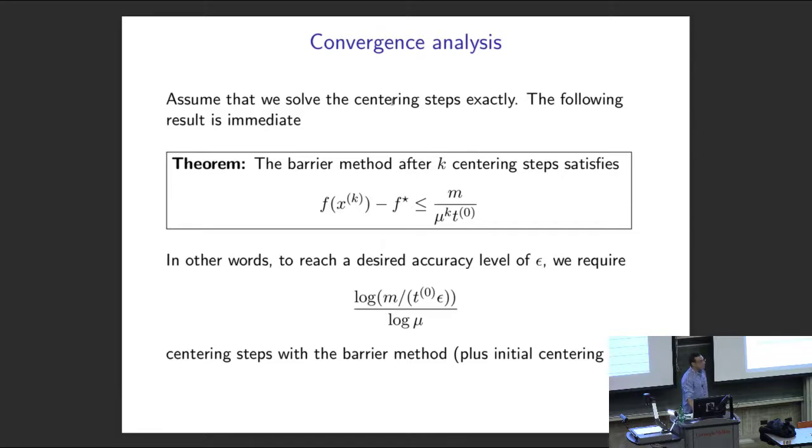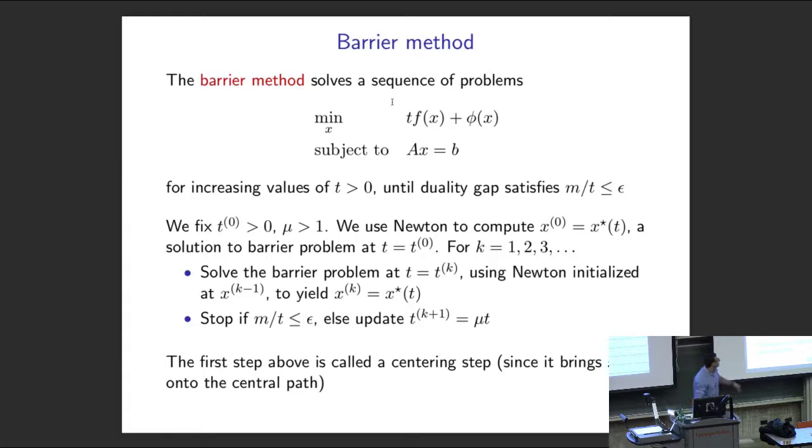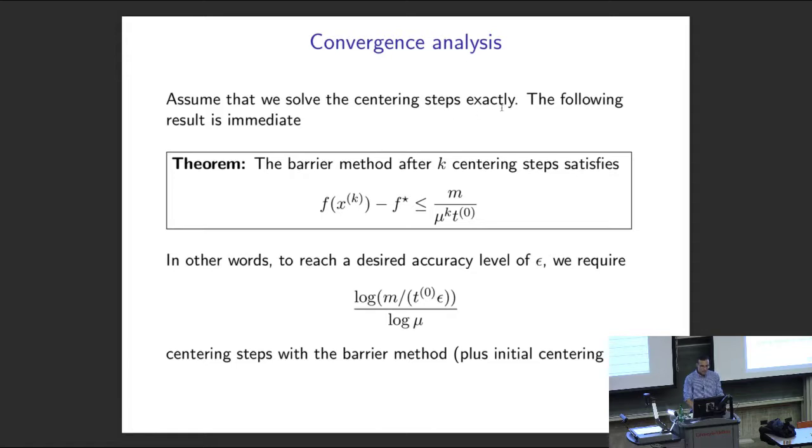Let's suppose that I can solve all of the centering steps. So that means each one of these Newton's method calls is done to exact optimality. So I run Newton until exact optimality. Of course, that's not going to be true in practice, right? I'm going to stop Newton at some point. But just for now, let's assume that every centering step is done exactly.